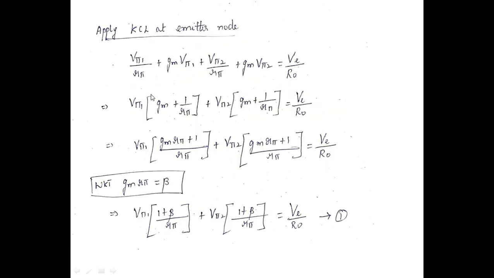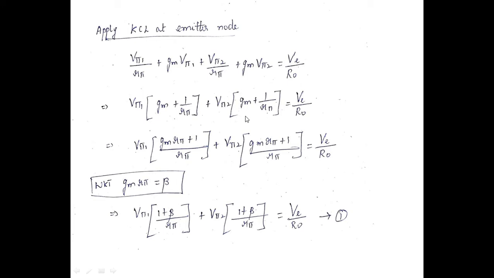So the equation which we got here is V pi 1 by R pi plus Gm V pi 1 plus V pi 2 by R pi plus Gm V pi 2 is equal to VE by R naught. From the equation, I'm going to take V pi 1 outside, so the remaining I'm writing as Gm plus 1 by R pi, plus, from the two equations, I've taken the V pi 2 out.